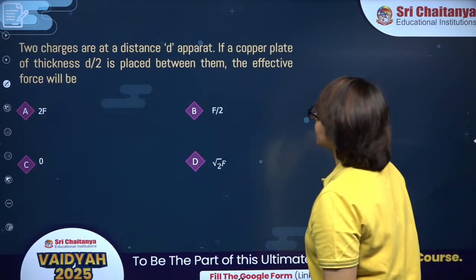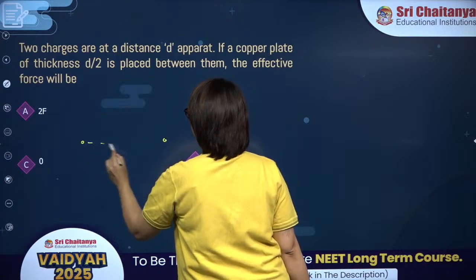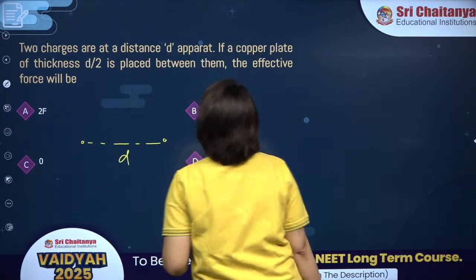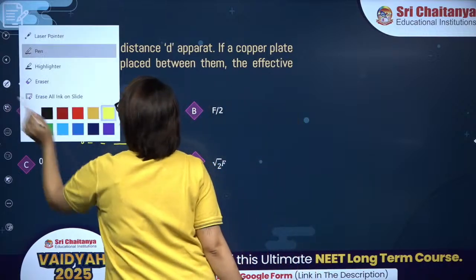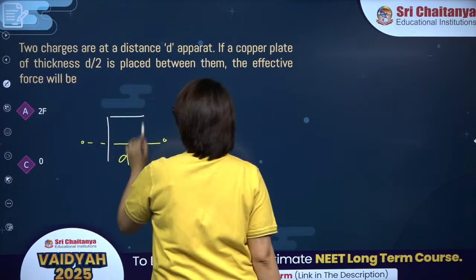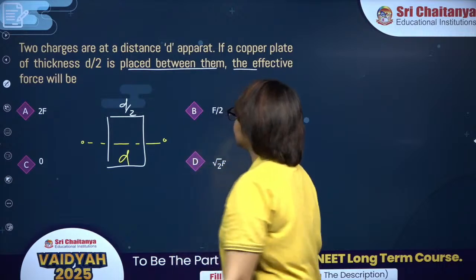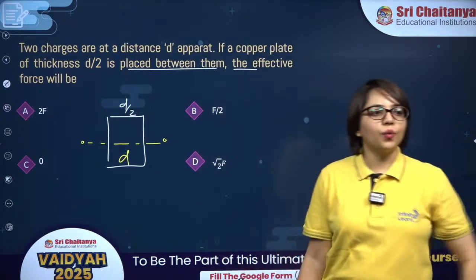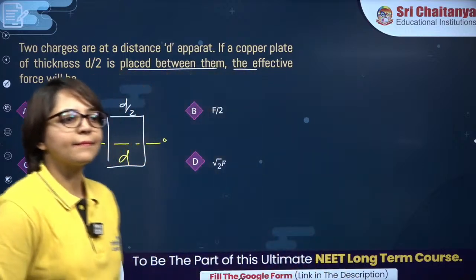Two charges are at a distance d apart. If a copper plate of thickness d by 2 is placed between them, the effective force will be. What is the effective force? Try this one everyone.